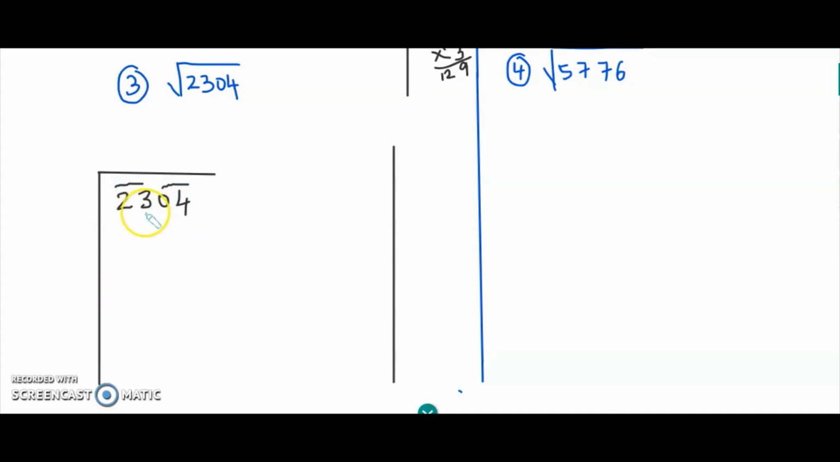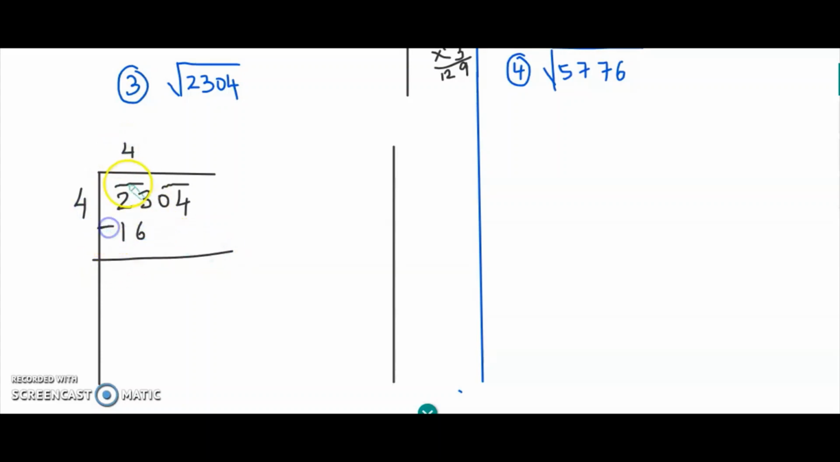Start pairing ones and tens, tens together, hundreds and thousands together. Now it's 23. Nearest, smallest perfect square. 1 square 1, 2 square 4, 3 square 9, 4 square 16, 5 square 25. 25 is bigger, right? So the smallest will be 16. So 4 fours are. So we'll put a 4 here, we'll put a 4 here, and a 16.